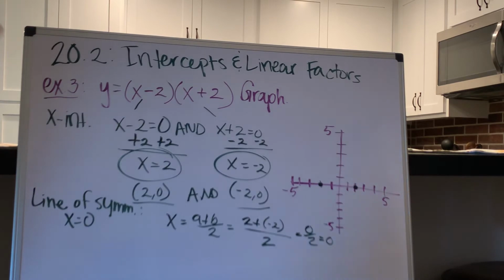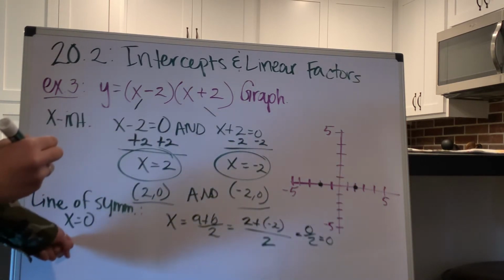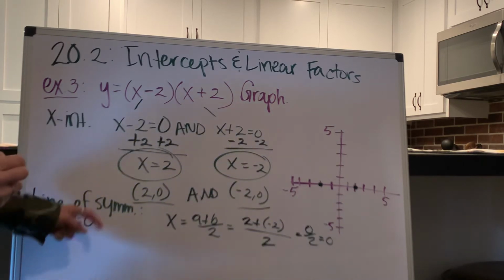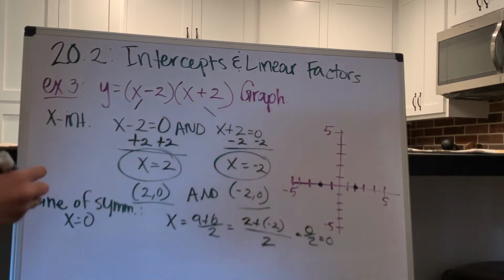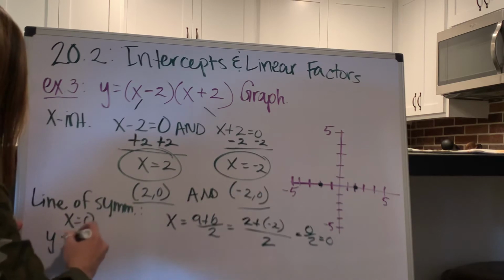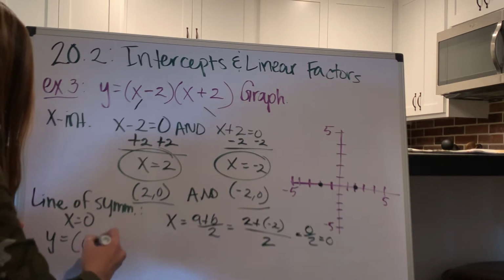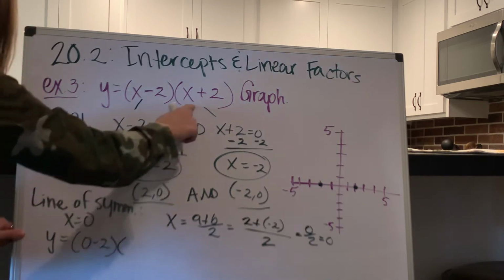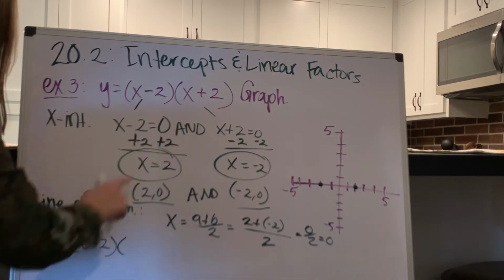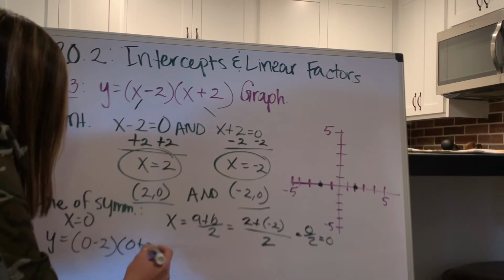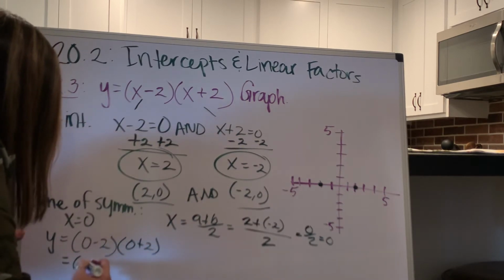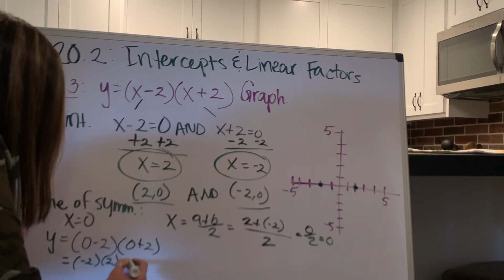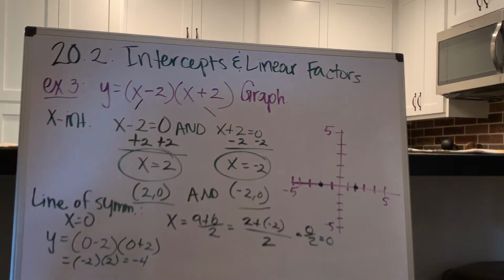That only gives us half of our point though, right? We still need to find our y value. To find our y value, all we do is take this and plug it back into our original equation. So y is equal to, instead of x minus 2, 0 minus 2, and instead of x plus 2, 0 plus 2. That gives us negative 2 times positive 2, which is negative 4.